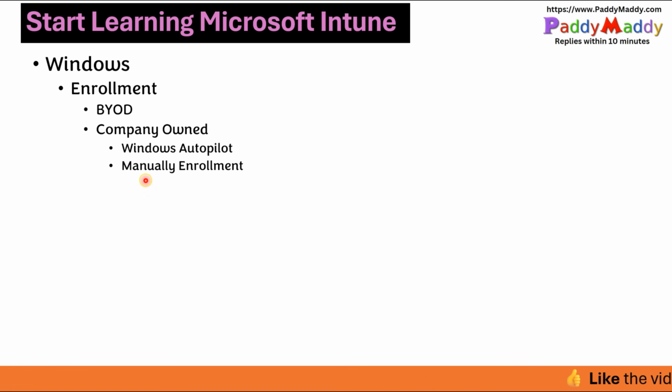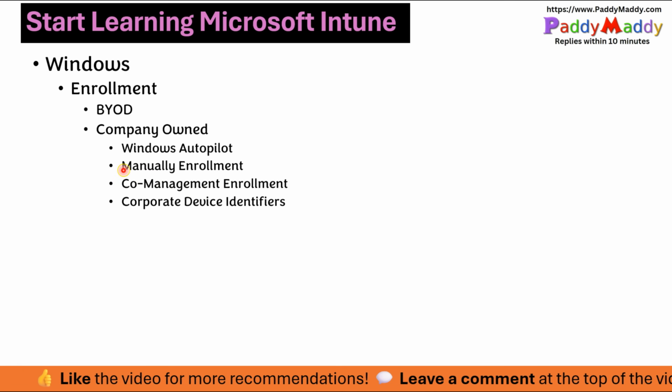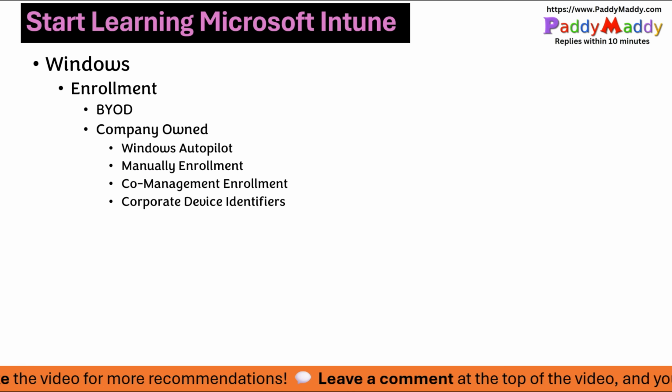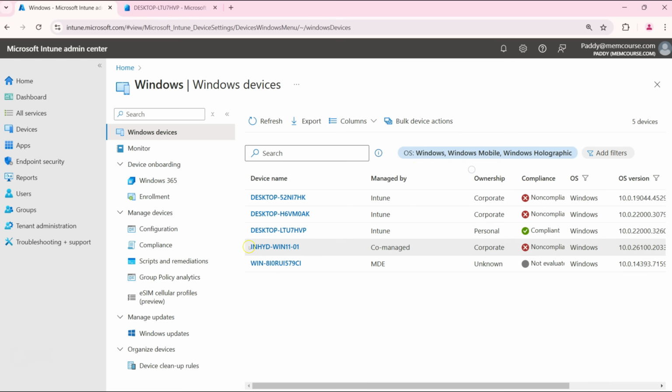But I'm going to show you how to enroll manually as a corporate device, and also I will be showing a co-managed device, how this becomes a corporate device. And also we will be learning corporate device identifiers. With the serial number based, we can enroll that specific device also as a corporate. So as you can see here, the co-management device is actually treated as corporate.